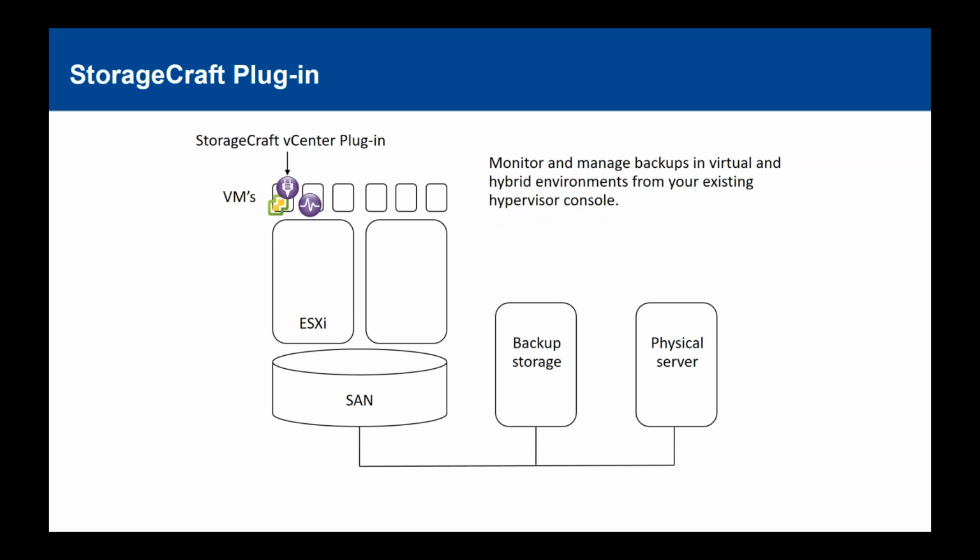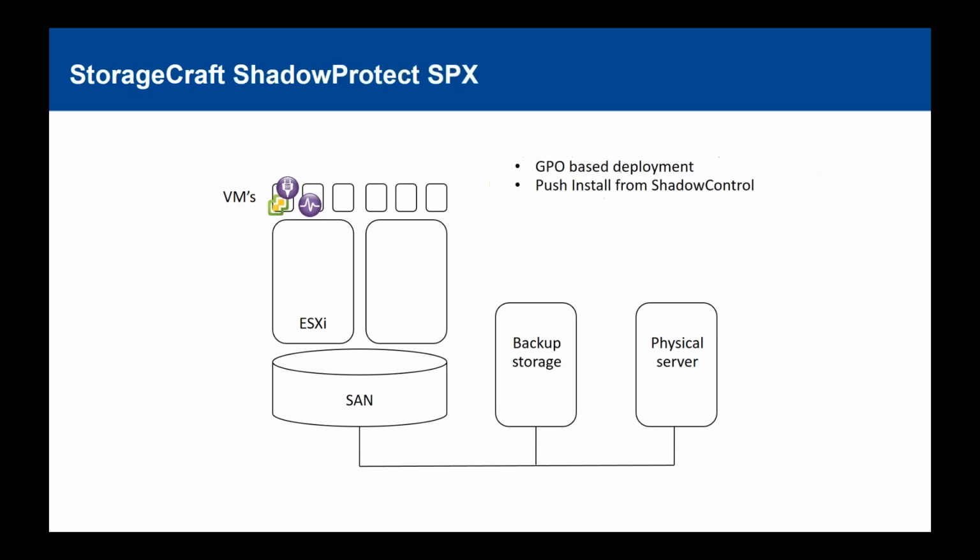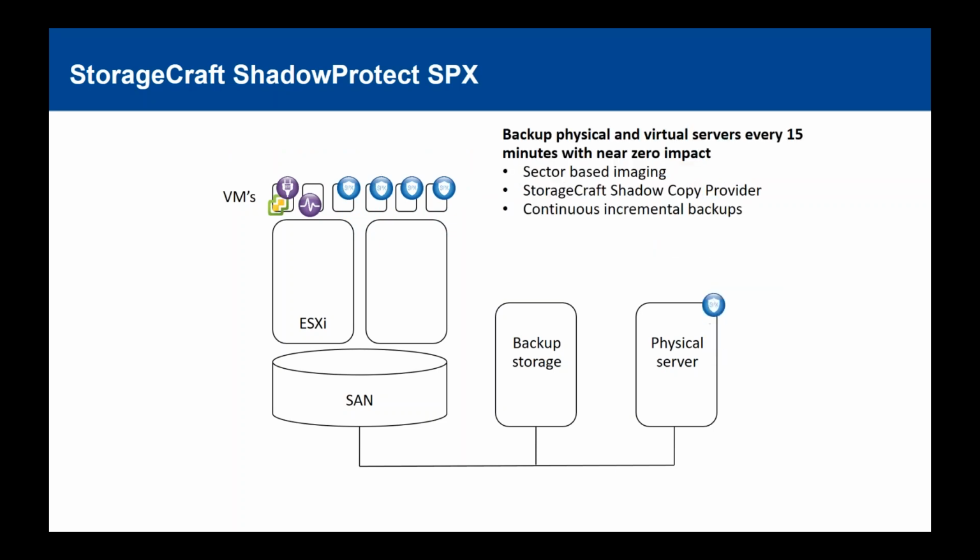So these plugins give us visibility into ShadowControl of your entire network. It allows us to see all of the VMs, and that helps facilitate a push install of the ShadowProtect software. So SPX or even the legacy ShadowProtect 5 can be deployed from ShadowControl, either using the traditional GPO-based deployment with the MSI installers or leveraging the push install from ShadowControl, and that will work across the physical machines as well.